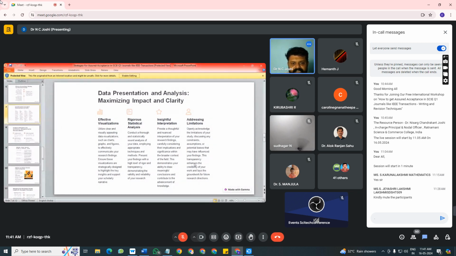Then second is rigorous statistical analysis. Conduct a thorough and statistically sound analysis of your data, employing appropriate techniques and methods. Present your findings with a high level of rigor and transparency, demonstrating the validity and reliability of your research. This is a sound analysis of your data using the appropriate techniques and methods that you use in your research work.